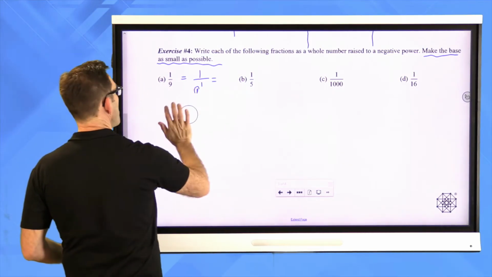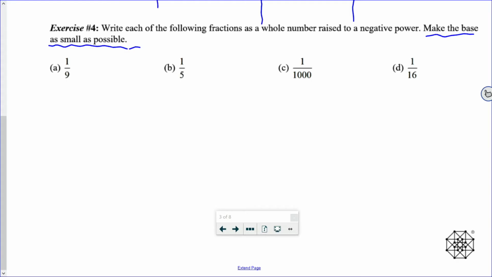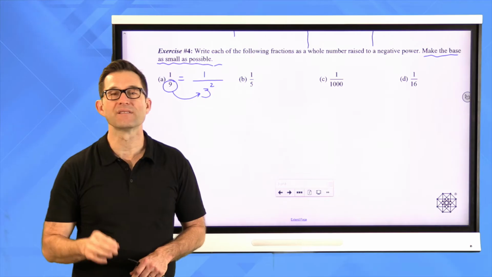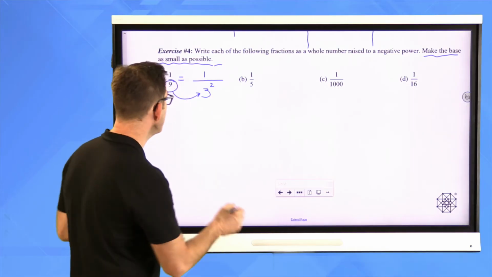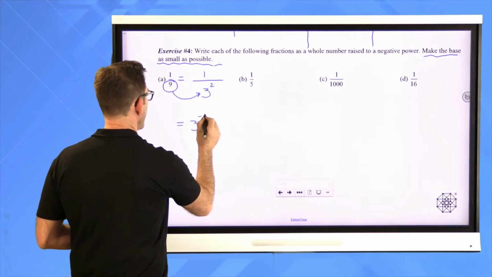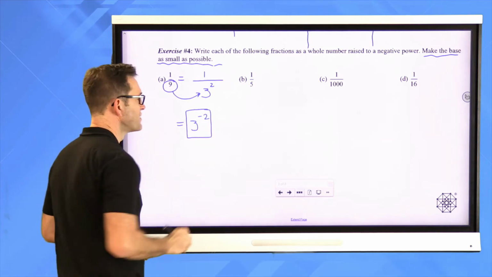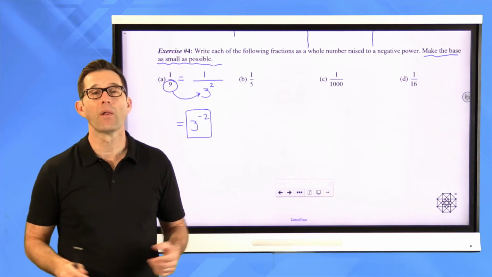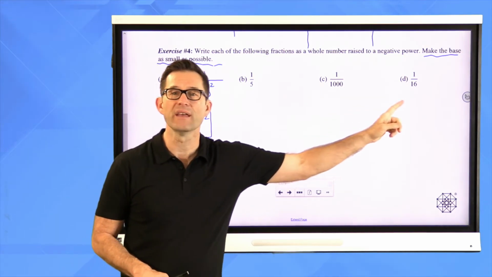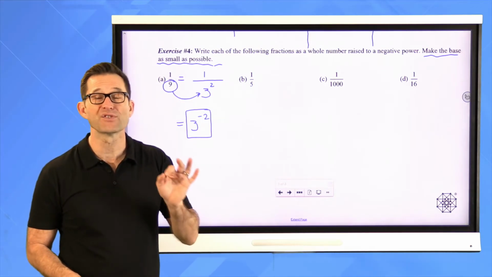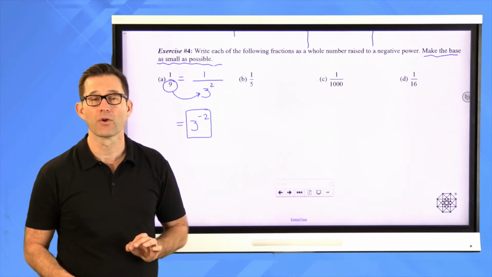One thing I can do with the number 9 that I want to be able to recognize is that 9 is the same as 3 to the 2nd power. So 1 divided by 9 is the same as 1 divided by 3 to the 2nd. But 1 divided by 3 to the 2nd is, by definition, 3 to the minus 2. And that is as small as we can make the base. So every time I look at the number in the denominator, I want to ask, can that be written as some smaller number raised to a particular power?